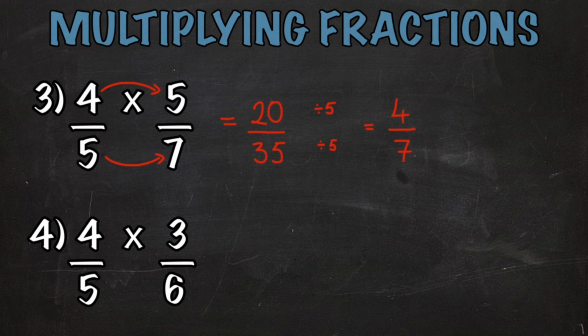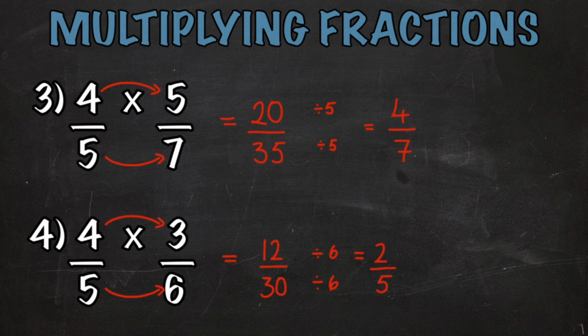Now on to number 4. 4 over 5 times 3 over 6. 4 times 3 is 12 and 5 times 6 is 30. There are a couple of different ways you can simplify this. You can either break it down into multiple steps, or you can find the greatest common factor between 12 and 30, which is 6, and just do it in one step. So 12 divided by 6 is 2, and 30 divided by 6 is 5. So our final answer would be 2 fifths, which is in its simplest form.